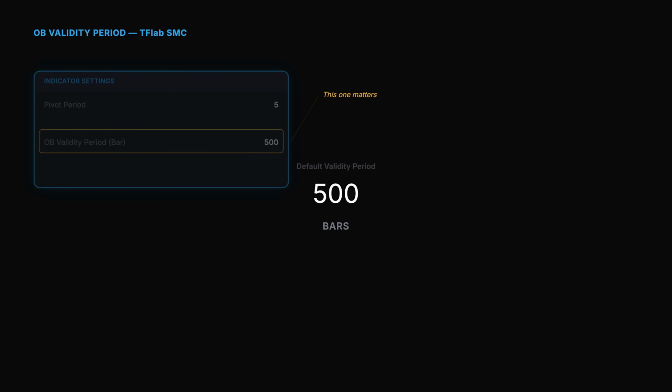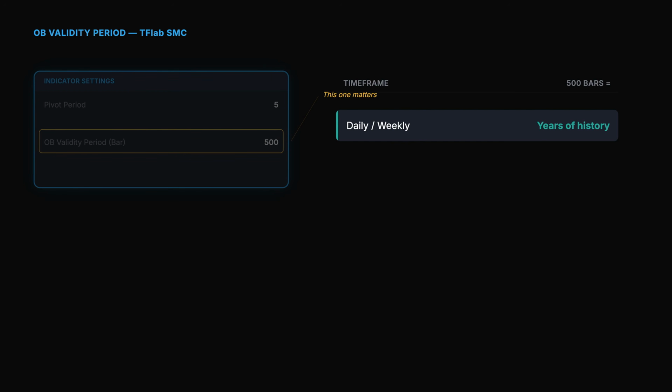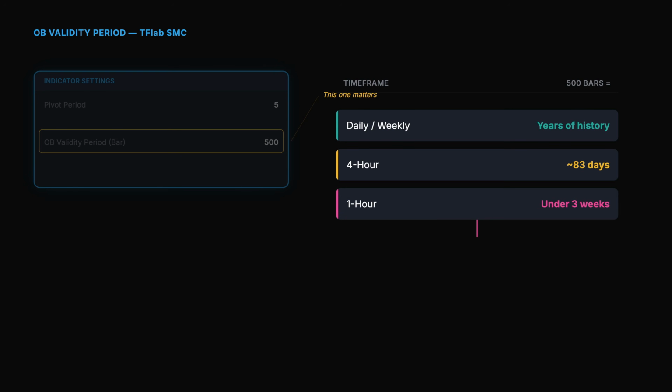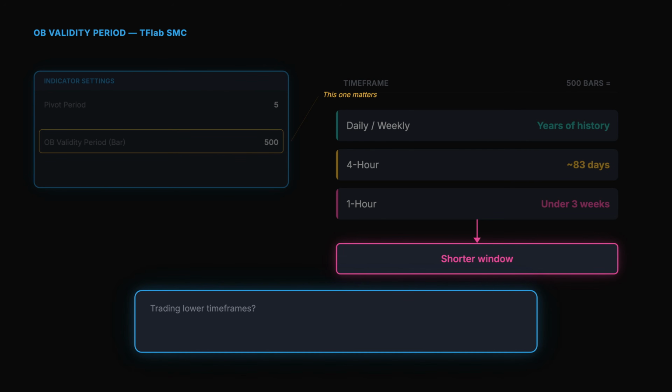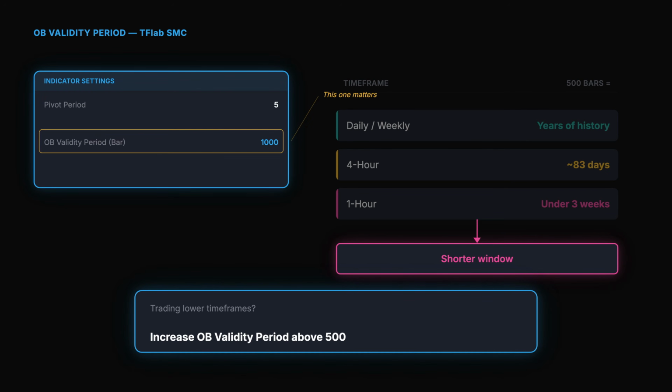One setting worth knowing about is the order block validity period. It defaults to 500 bars, on a daily or weekly chart that covers years of history with no issue. On a 4-hour chart, it covers roughly 83 days, and on a 1-hour chart under 3 weeks. If you trade lower time frames and want older blocks to remain visible, you will need to increase this value.